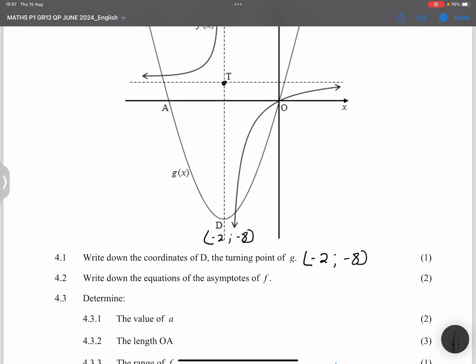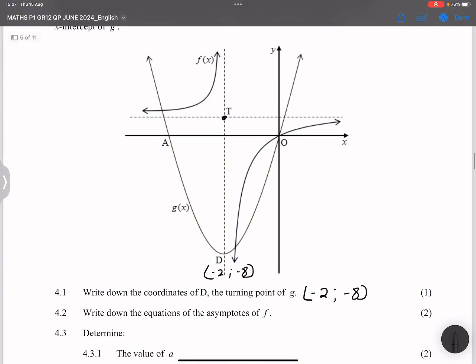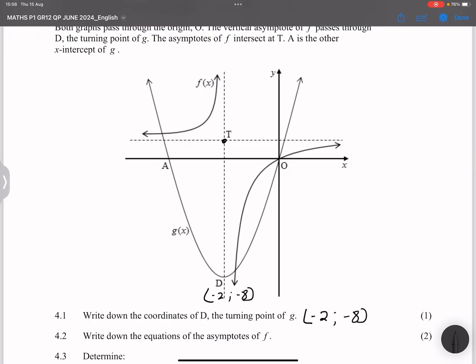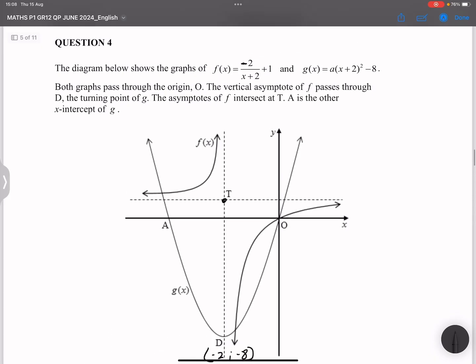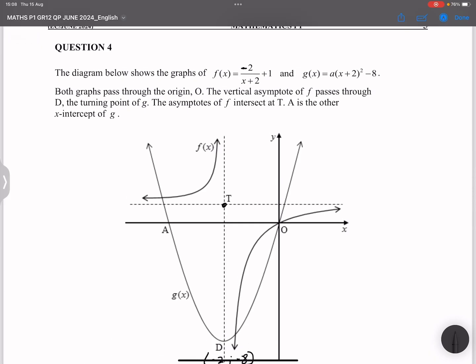And negative 8. Right, now they say to us, write down the equation of the asymptotes of f. So that is going to be our hyperbola. So please remember, in the equation of the hyperbola, this guy represents what we call the vertical asymptote. Again, the vertical asymptote changes sign. That would be at negative 2, so which means this value here is negative 2. And that means that the horizontal asymptote is at y is equal to 1.